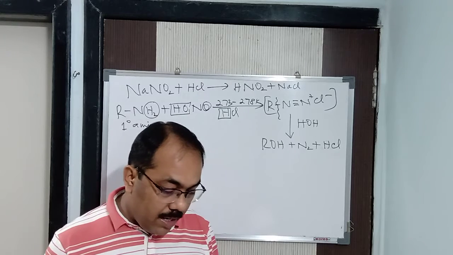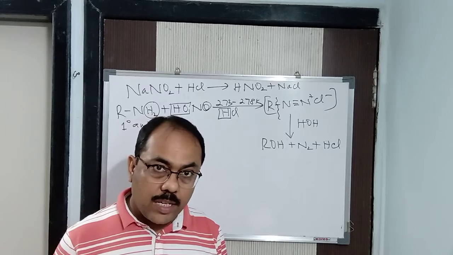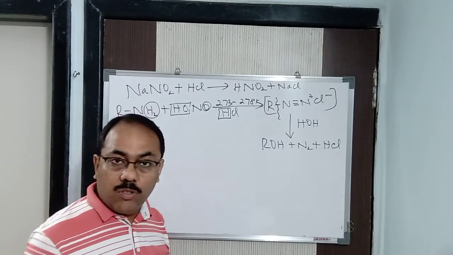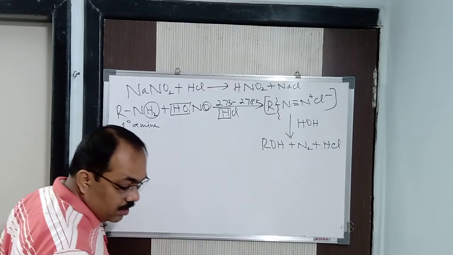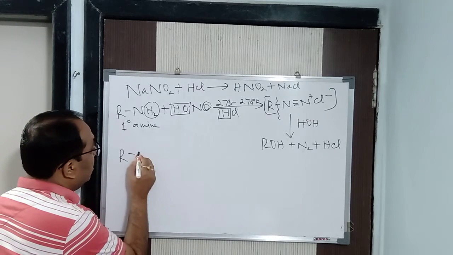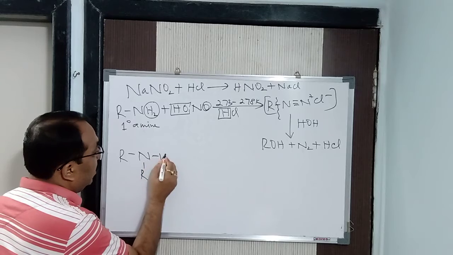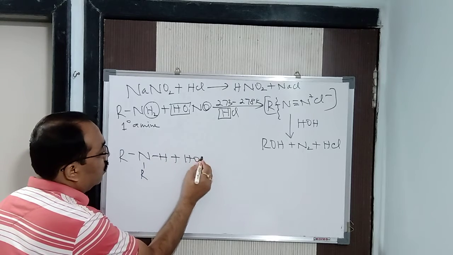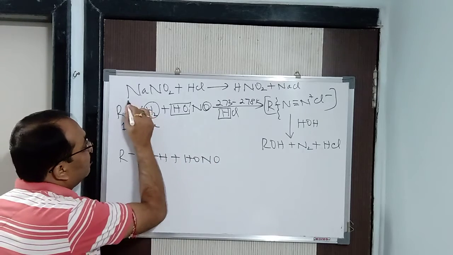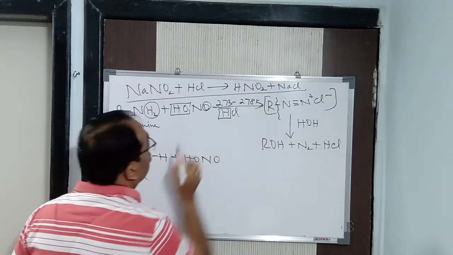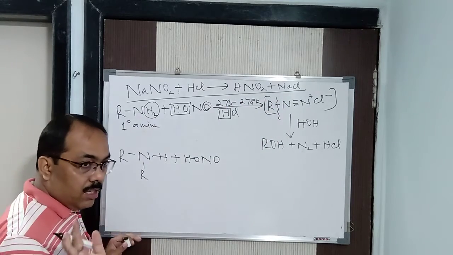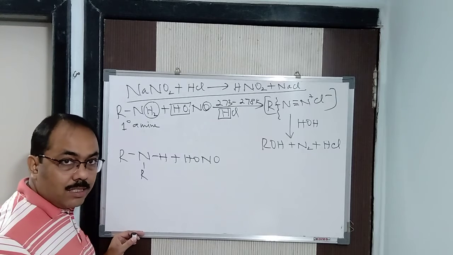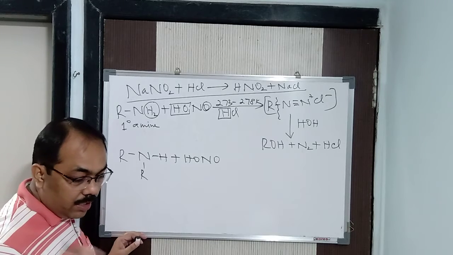Now secondary amines, what will they do? They will not produce nitrogen gas. Then what will they do? See here, secondary amine R, N, R and H plus HONO, that is nitrous acid. From where will you get HONO? This is the main reaction. Always you will do this reaction first, then only you will get nitrous acid.